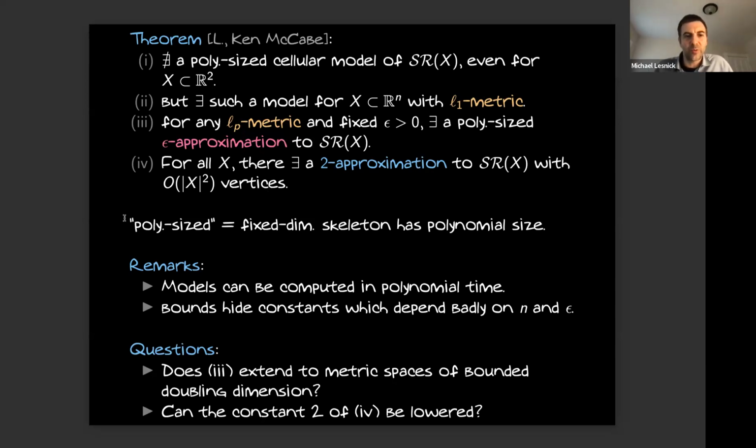And in these results 2 and 3 here, actually for 1 through 3, polynomially sized means something specific. I mean that the fixed dimensional skeleta have polynomial size. And then finally, for all x, there exists a 2 approximation to the subdivision RIPS bifiltration that not only is polynomially sized, but also isn't too huge. So specifically, this has quadratically many vertices with respect to the size of x.